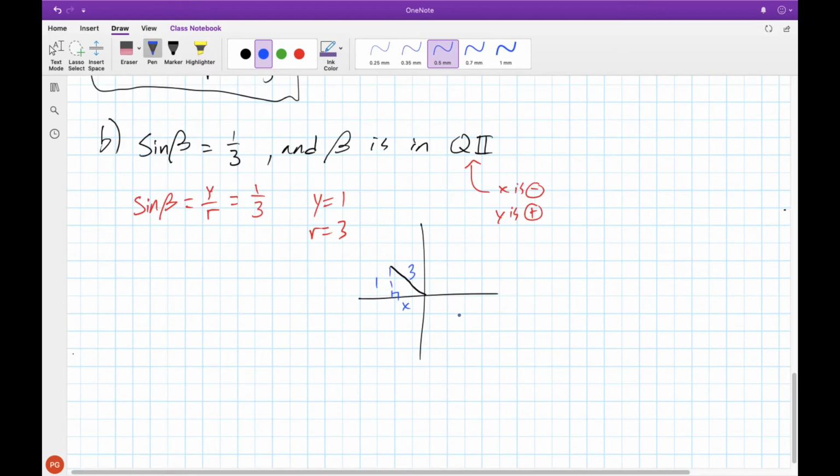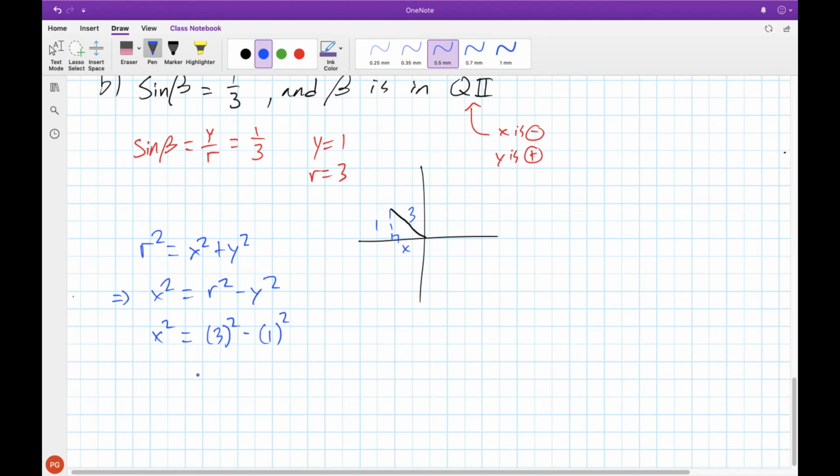So drawing a picture of our triangle in quadrant 2, we can see that r is going to be 3, y is equal to 1. We've got to figure out what x is using the Pythagorean theorem. Rearranging this, we can isolate for x squared. So x squared is 3 squared minus 1 squared. So x squared is going to be equal to 8. Take the square root of both sides. We get that x is going to be plus or minus the square root of 8.